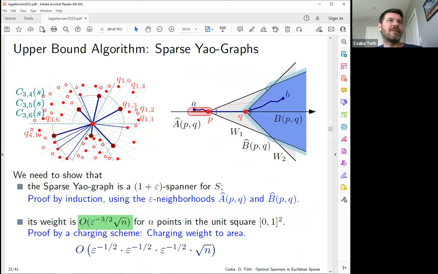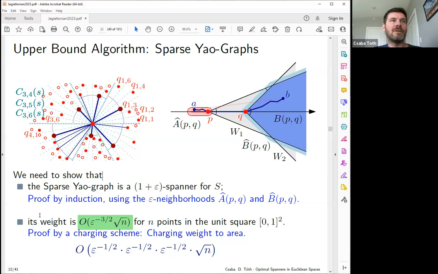Now, once we have this algorithm, there are two things to prove. One is that it gives the 1 plus epsilon spanner. So this is a proof by induction, as we discussed, and I'm not going to go over the steps. It uses those lemmas where the inequality was actually wrong in my slide. That's correct in the paper.